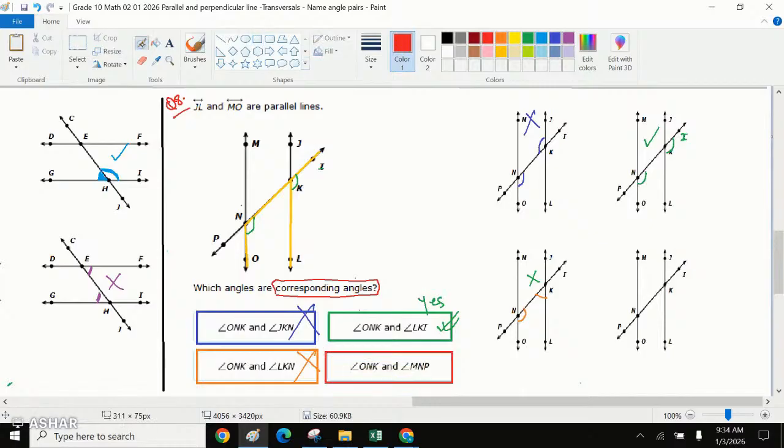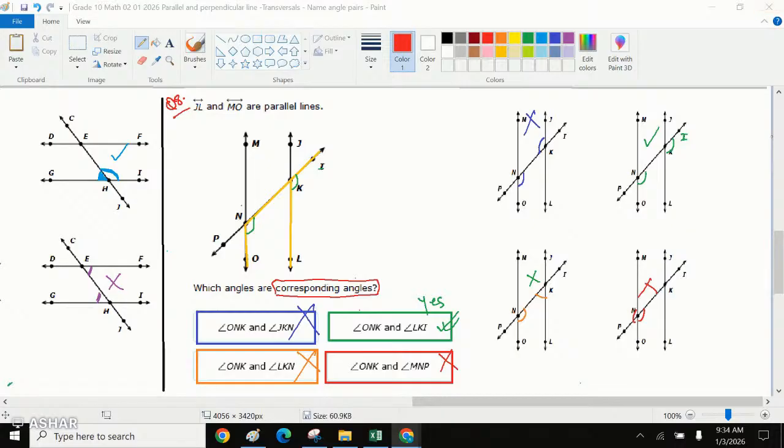O and K, M and P. They're still not alternate angles, corresponding angles. So the option O and K, L, K, I are the corresponding angles, right? Agreed? Any questions on this? Please let me know if there are any questions so that we could cater to the questions first, right?